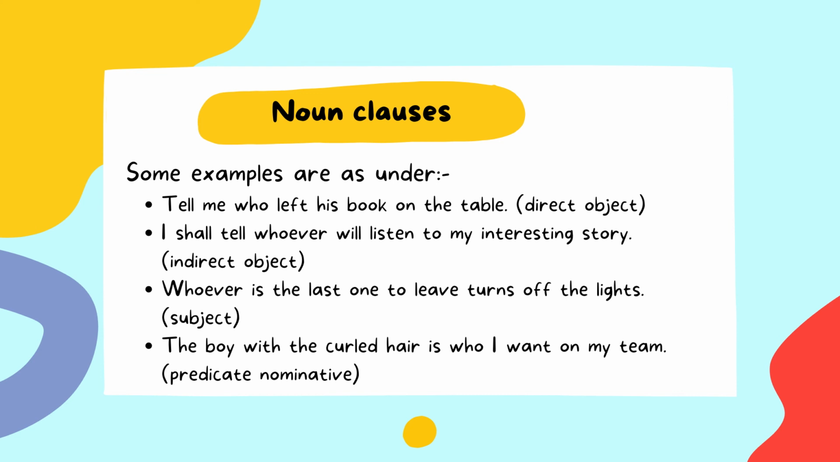"Tell me who left this book on the table." Direct object. "I should tell whoever will listen the interesting story." Indirect object. "Whoever is the last one to leave turned off the lights." Subject. "The boy with the curly hair is who I want on my team." Predicate nominative.